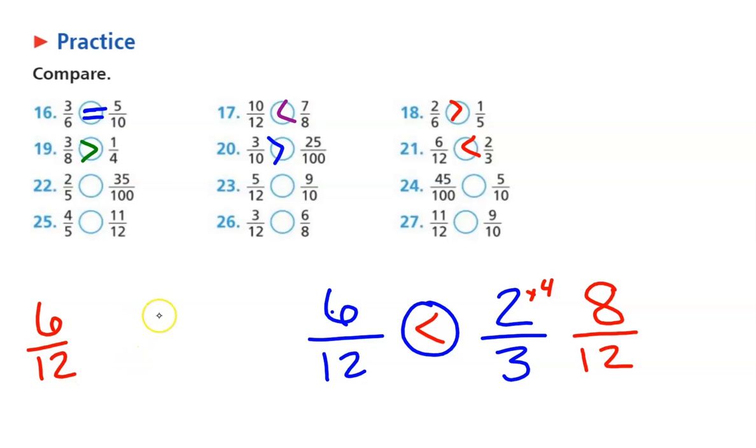6/12 and 2/3 again. Just as an example, I always try to look for halves, and I know that 6/12 is the same as a half. So if I were to change this out and make it 1/2, I think it's pretty easy to see that 2/3 is going to be greater than 1/2. So I could have done that one in an even easier way.